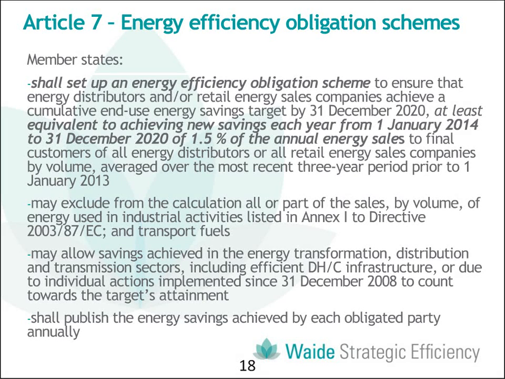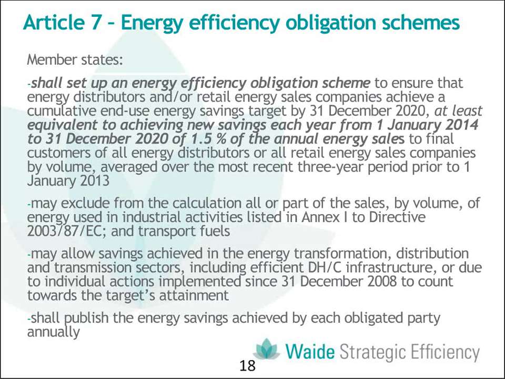And they can also allow savings achieved in energy transformation, district heating and cooling infrastructure, distribution and transmission sectors, or due to actions implemented since December 2008 to count towards the target's attainment. And in fact, what we see is that just about every single member state has taken advantage of these exemptions in the plans they've put forward. And so, on average, the savings target is reduced by 25% over what the headline figure seems to be.